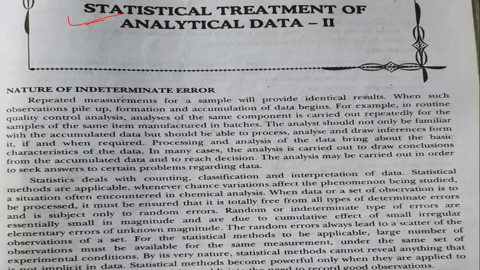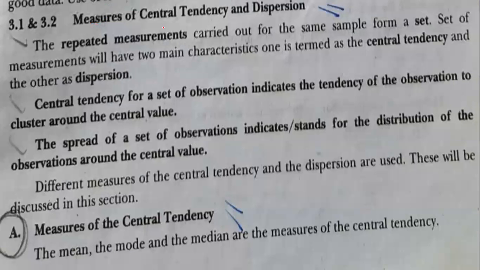There are different terms that come in the statistical treatment of analytical data. We are going to learn those terms here, and how those terms help us to get more and more precise and accurate results. So here we are going to see the measures of central tendency and dispersion.